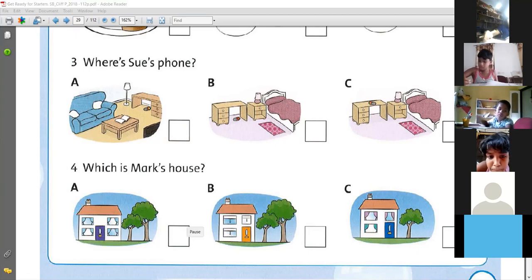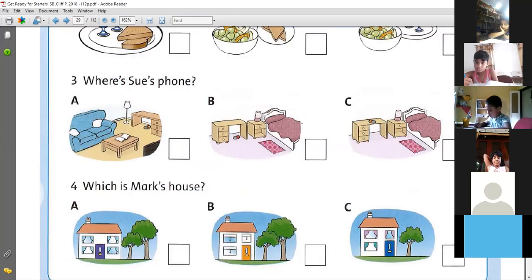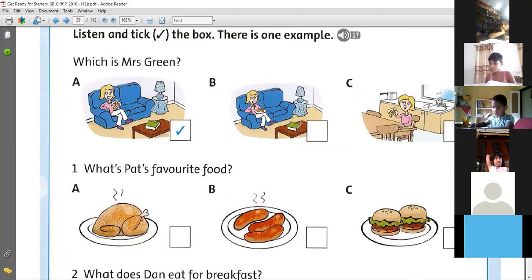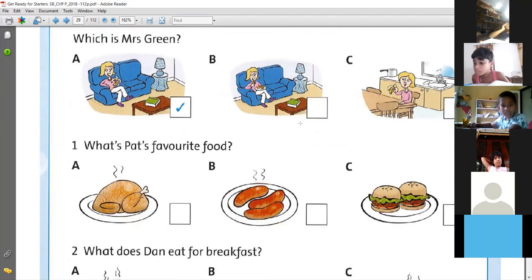Okay, now listen again. Listening 17. Starters practice test. Listening part 3. Look at the pictures. Now listen and look.